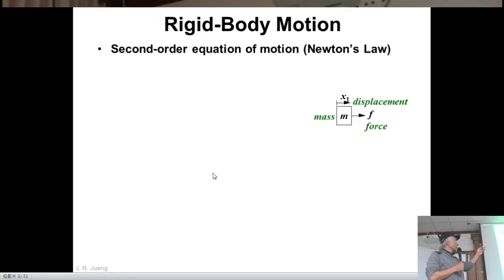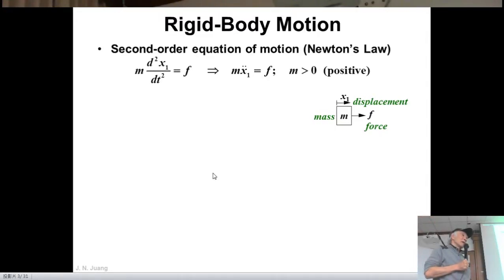We have a force applied to a mass m. Then where is this mass supposed to go? Would you think that's easy enough? That's a high school problem, right? And may not be high school, even lower than high school. All right, this is Newton law. m d squared x1 divided by dt squared equal to f. That's force. Or we just write m x1 double dot equal to f.